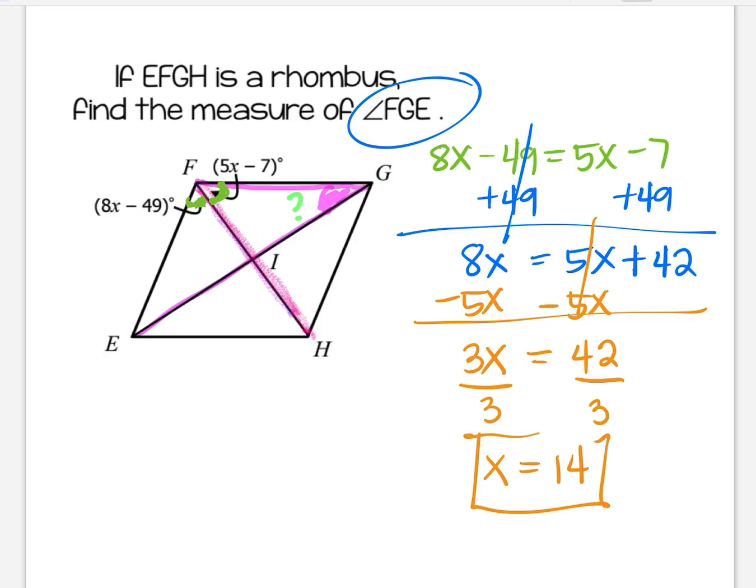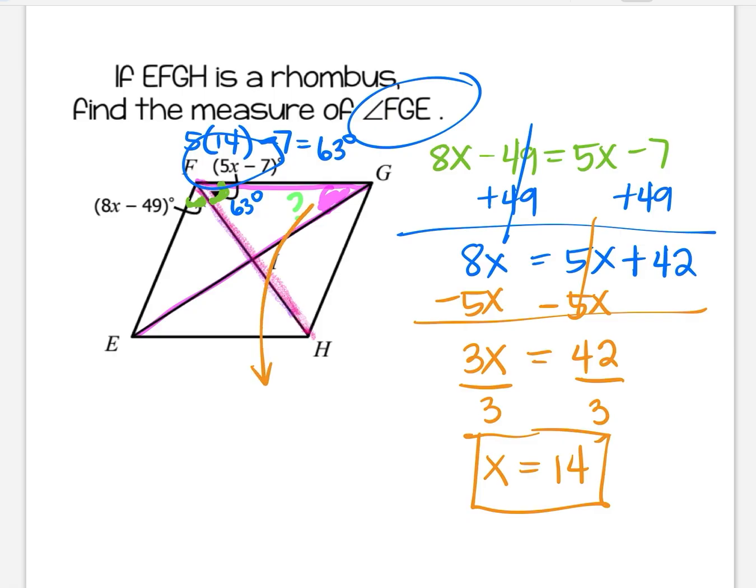Now, I found x. But the question is to find FGE. So I need to find this angle right here. So I am going to substitute. So 5 times 14 minus 7 should be equal to 63. So if this angle is 63 degrees, then it is easier for us to find this angle now.